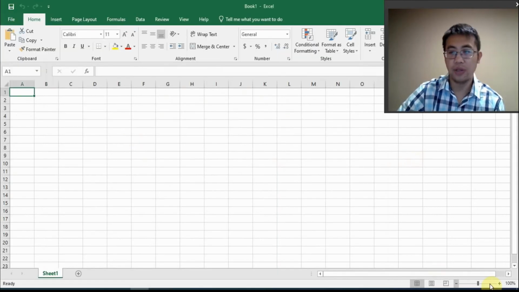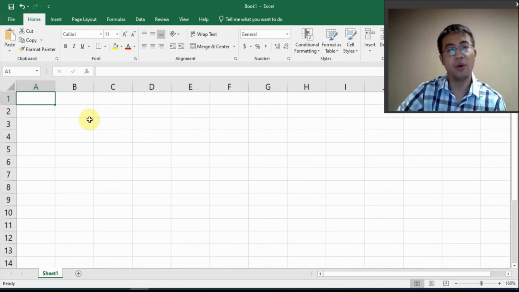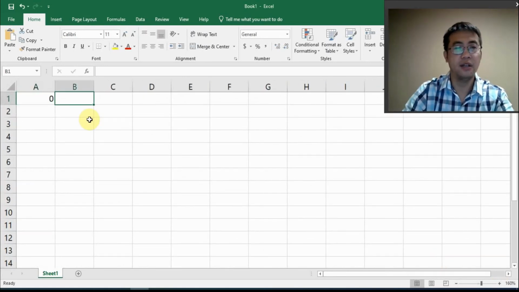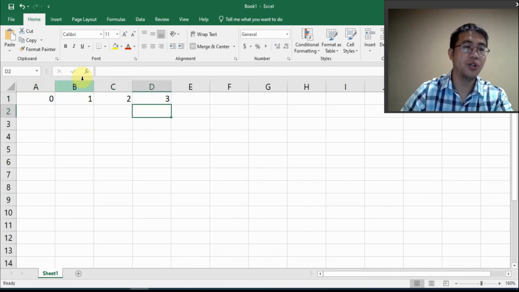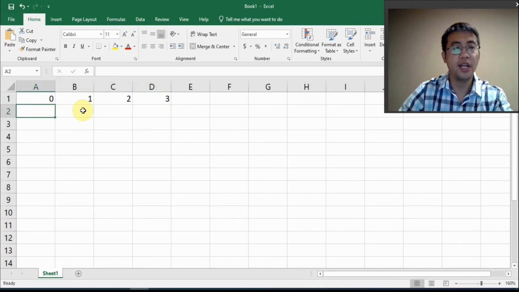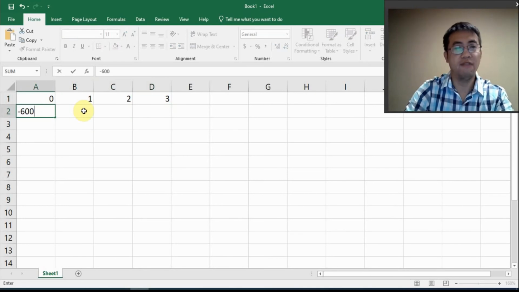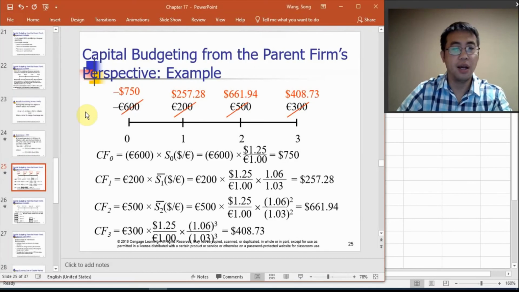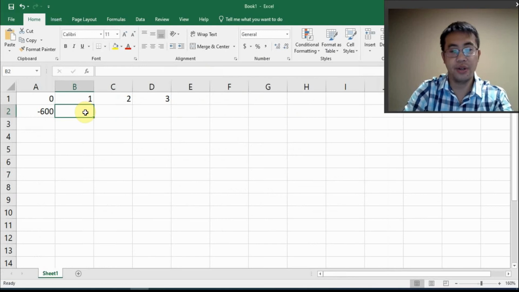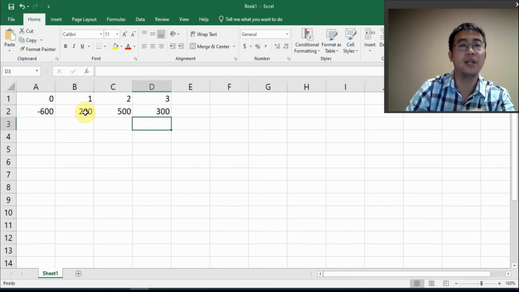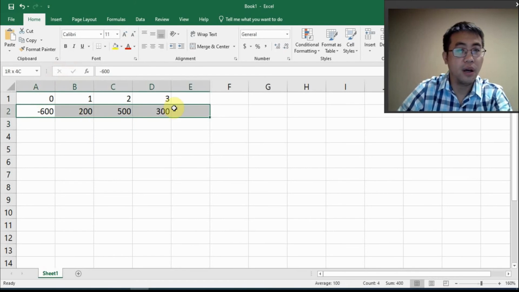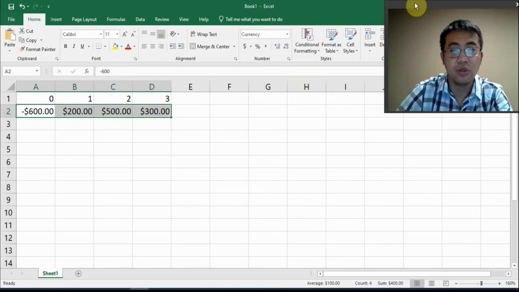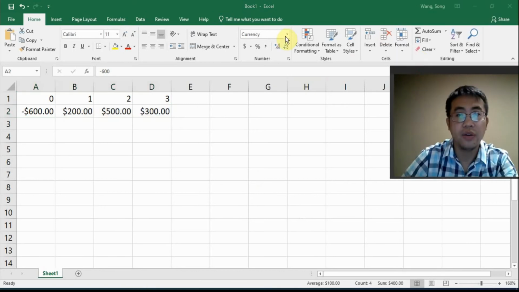Okay, so here is what we do. I just opened up an Excel file, and here is the year number from year 0 all the way to year 3. In the first year, the investment is negative 600 euros, and it becomes 200, 500, 300 in the next 3 years. I'm going to format these numbers with a currency, and this should actually be euros.